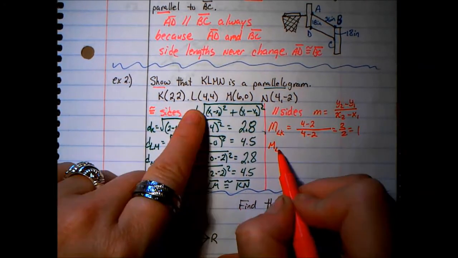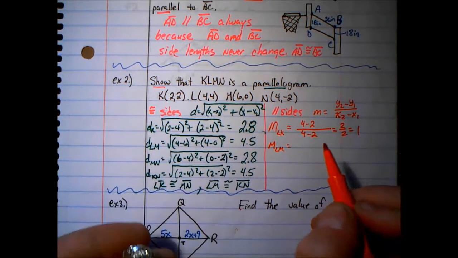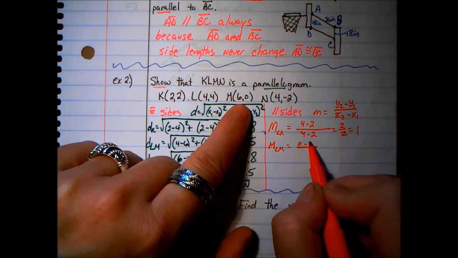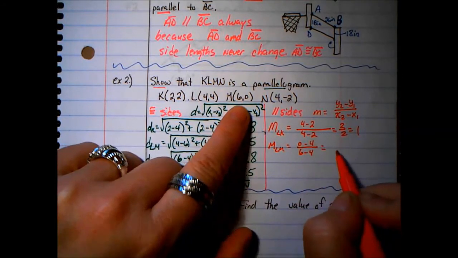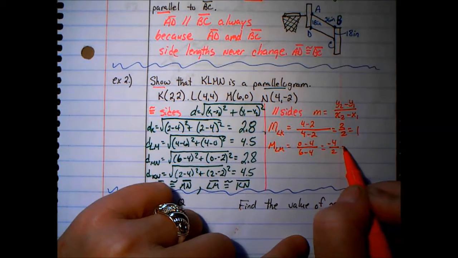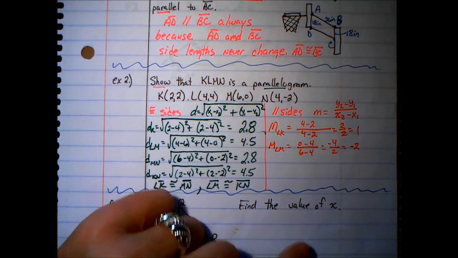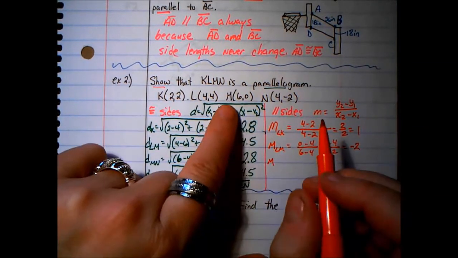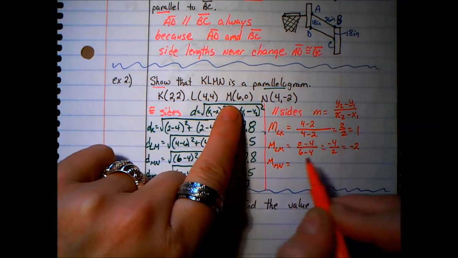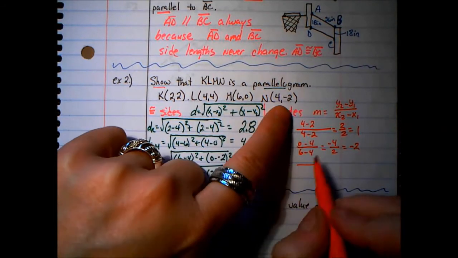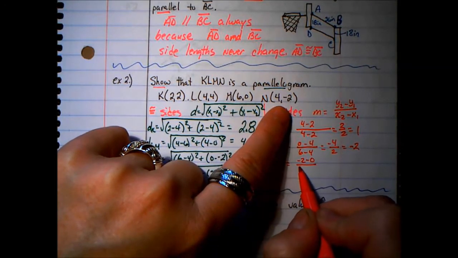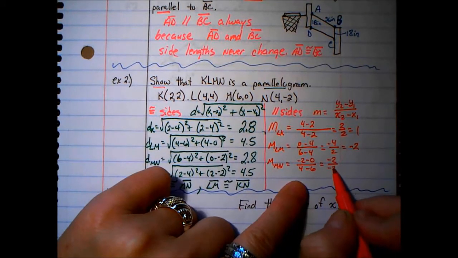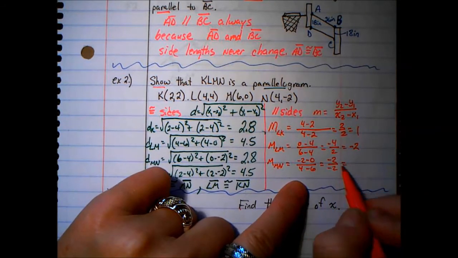If I do the next one, it would be LM. I have 0 minus 4 and 6 minus 4. That gives me negative 4 over 2, which is negative 2. If I do the slope of the next points, that would be MN. That would be negative 2 minus 0 and 4 minus 6. That's negative 2 over negative 2, which is 1.